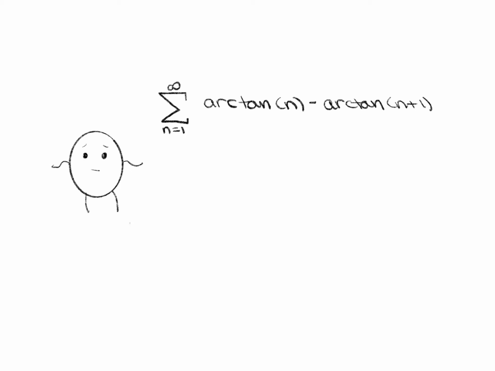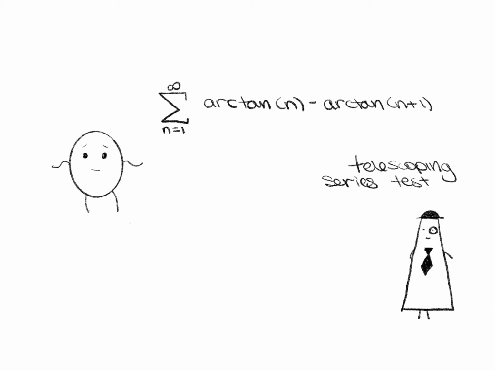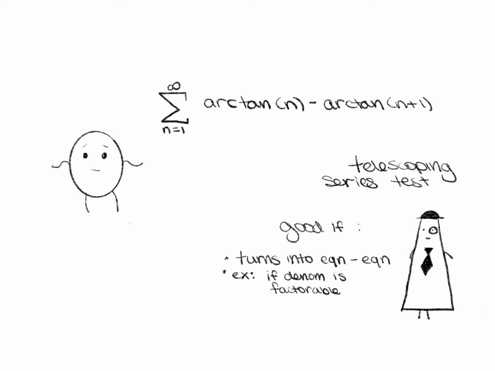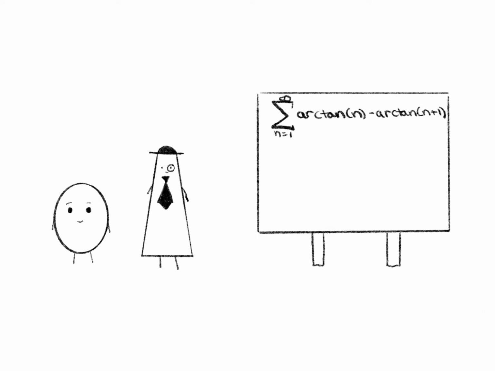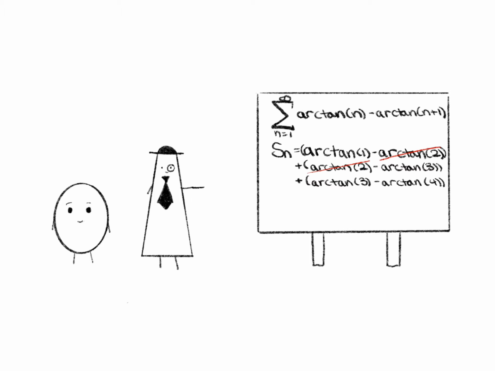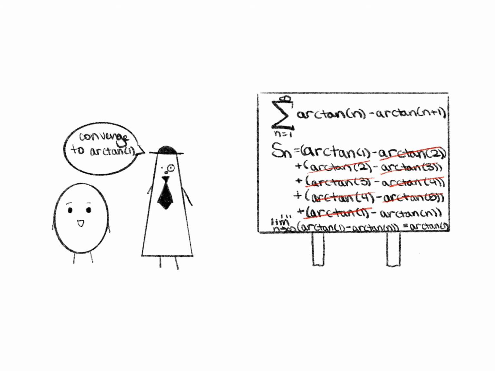Our fourth customer is a bit unique. We can use the telescoping series test because it is an equation minus an equation, or we can also use him if the denominator is factorable. This series wants to figure out where he will converge to. We'll use our telescoping series guide to find the sum by listing off terms till they cancel out, and find the general term and the limit of that term to see what the series approaches.